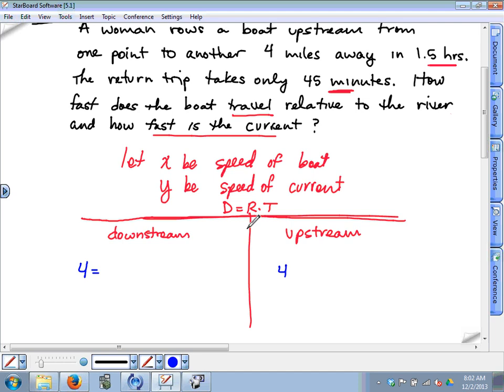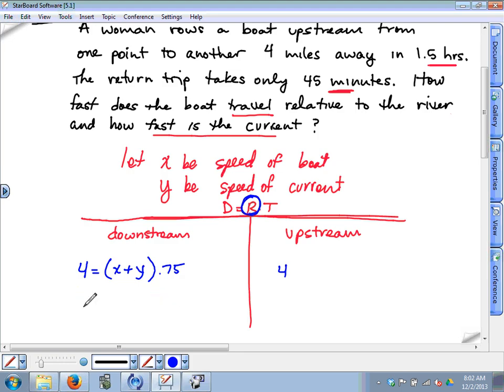Now, let's be really careful about how we describe her rate going downstream. The rate that she travels is the speed of the boat, x, but isn't it plus the speed of the current, y? And then how long did she travel? What was the time that she traveled? 0.75 hours. Okay? Isn't this a distance equals rate times time problem right there?